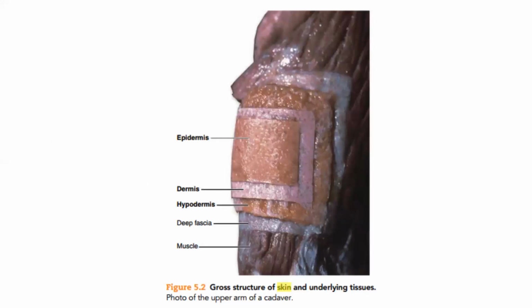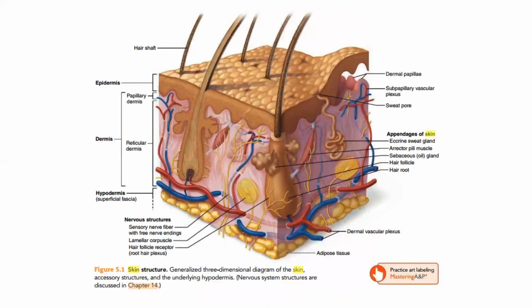I hope we remember this diagram. Skin is made of epidermis and dermis. Hypodermis is not included in skin. Let's look at the skin. This is a piece of skin, and now we can see the epidermis and dermis, which makes the skin.